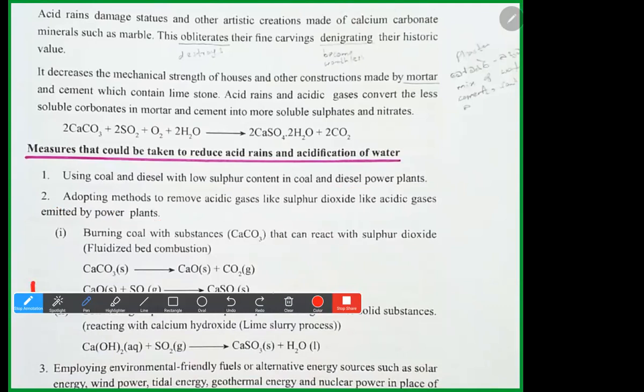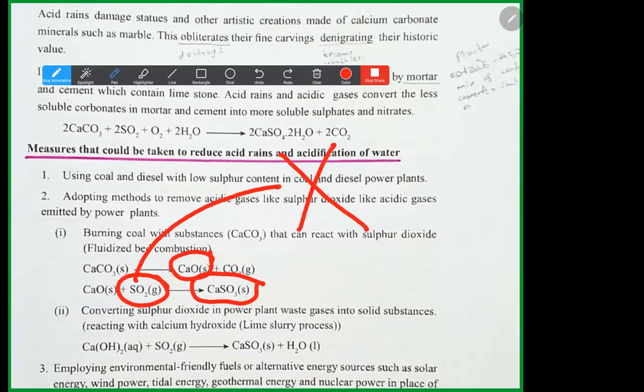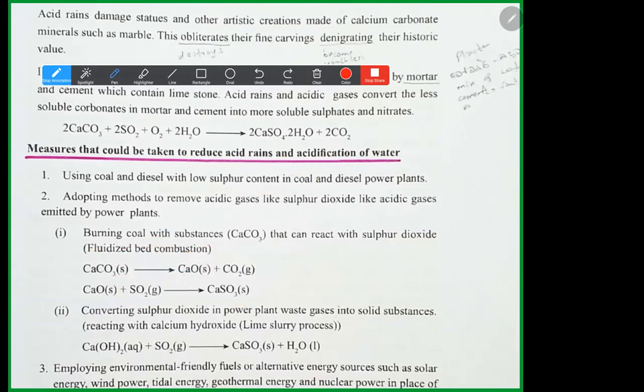Okay, how? Burning coal with substances that can react with sulfur dioxide. If we add calcium carbonate while the sulfur dioxide is being released, the calcium carbonate reacts with it. By burning, calcium carbonate gives calcium oxide, which reacts with sulfur dioxide and is converted to calcium sulfate, so that SO2 cannot release to the atmosphere.